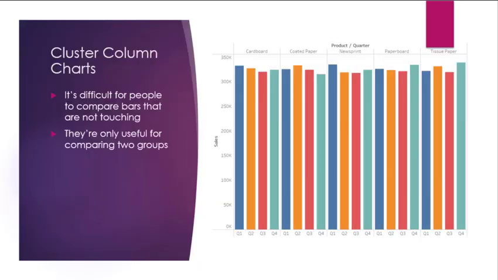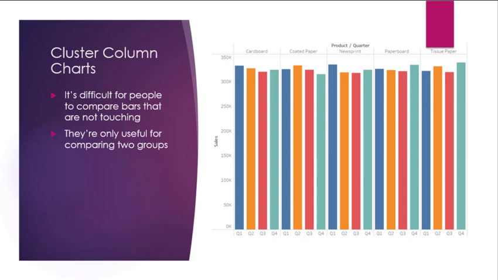Your textbook makes very clear that in most cases, you're going to see businesses using cluster column charts to show comparisons between groups. And it's not a great idea. The reason these are so common isn't because they're effective, it's because they're really easy to make. But it's difficult for people to see comparisons between bars that aren't touching.